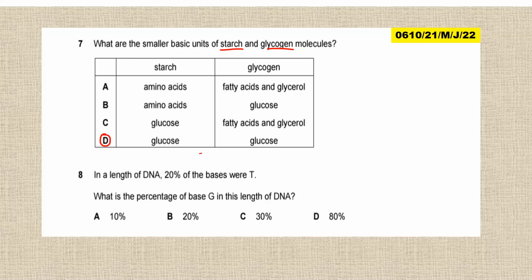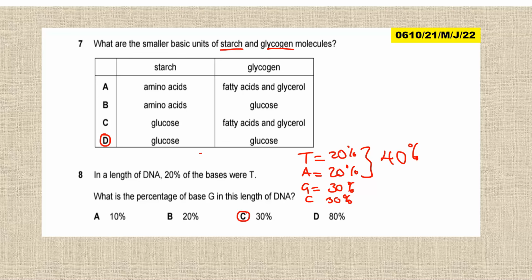In a length of DNA, 20% of the bases were T. So T, 20%. Now T pairs with A. It means that A is also 20% because these need to be in equal proportion. What is the percentage of G? So G and C are going to share the percentage that remains. So this is 40% out of 100. So what remains is 60%. Now 60 divided by 2, which means this is 30%, and also this is 30%. So the answer is 30%.